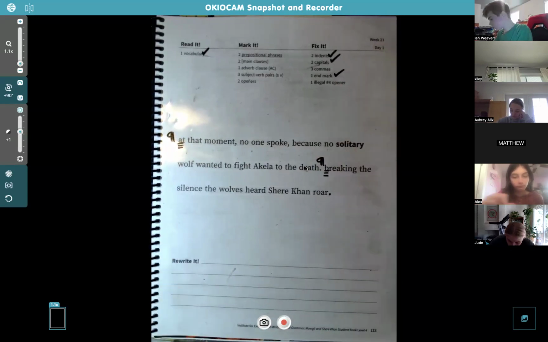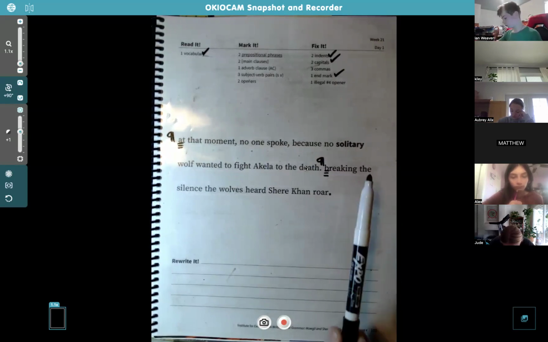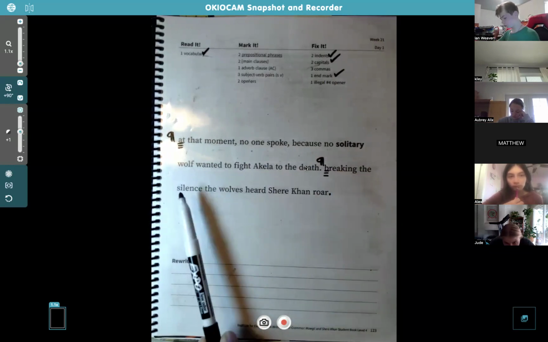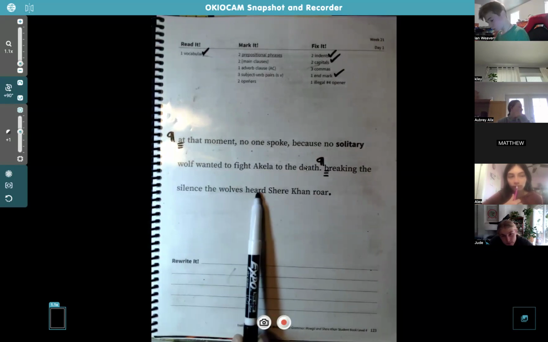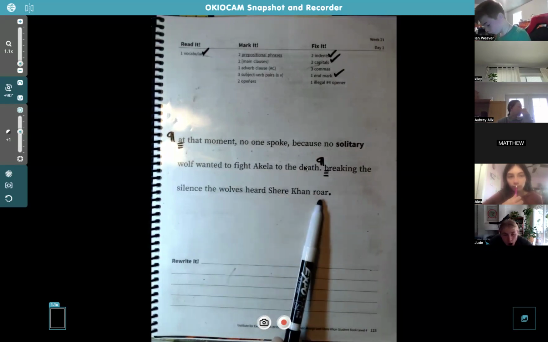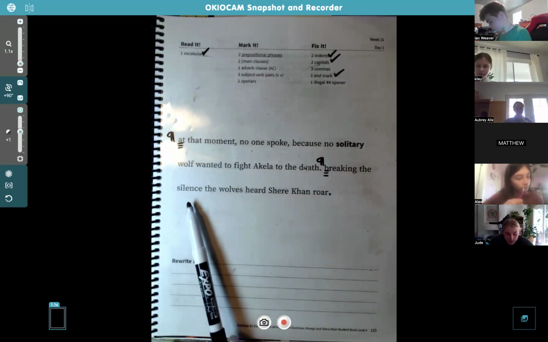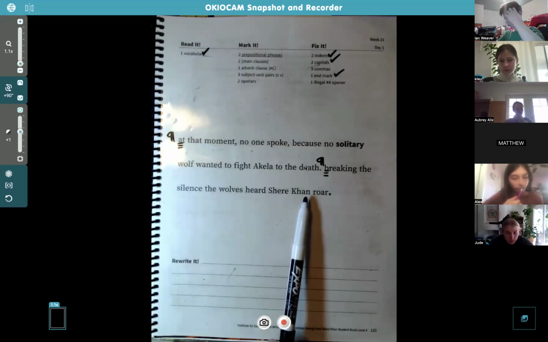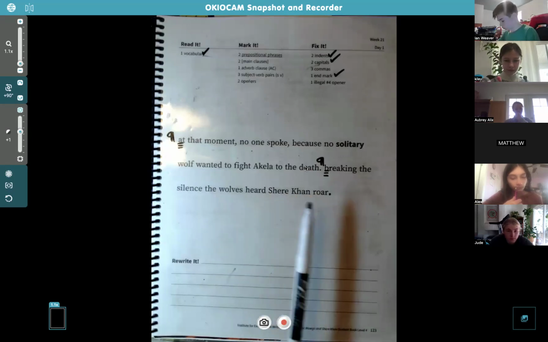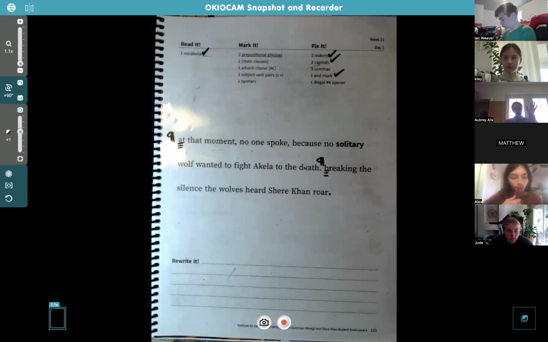And then we do have an illegal number 4 opener. So the number 4 is the ing. We got it right here. Breaking the silence. And it's illegal because it goes into the wolves heard Shere Khan roar. So who was it that was breaking the silence? If you guys know the answer, you can raise your hand. Breaking the silence. Who was it that's breaking the silence here? You guys remember how the story is going?